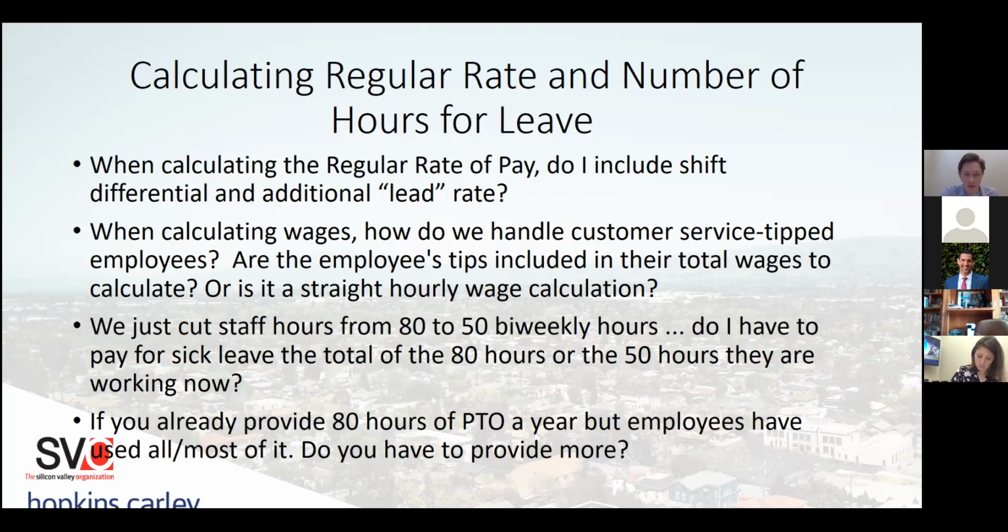The last question on the slide is, if you've already provided 80 hours of PTO a year, but employees have used all or most of it, do you have to provide more? Yes. This is in addition. These hours under the emergency paid sick leave are in addition to any company policy that you might have, which is equal to or more generous or less generous than the emergency paid sick leave. So imagine if you had no PTO policies or sick leave policies, or if you had amazing PTO or sick leave policies. This is one more added on top of that.